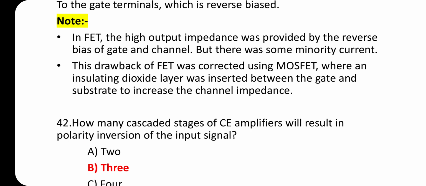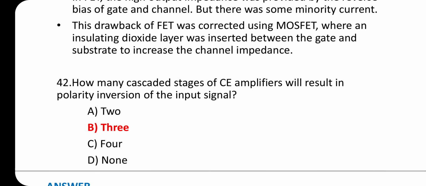Additional note, in FET, the high input impedance was provided by the reverse bias of gate and channel, but there was some minority current. This drawback of FET was corrected using MOSFET, where an insulating dioxide layer was inserted between the gate and substrate to increase the channel impedance.